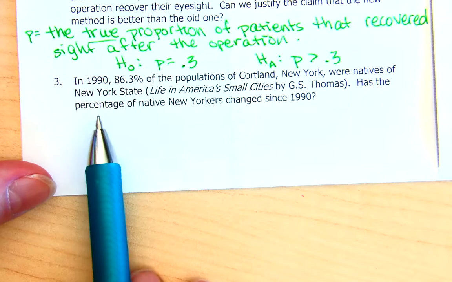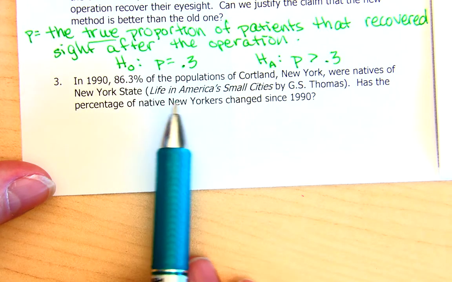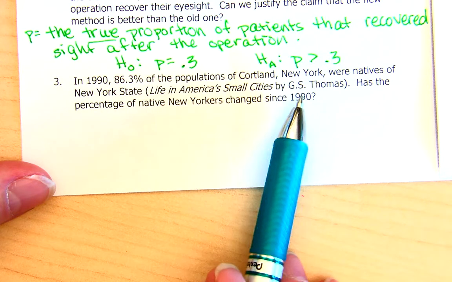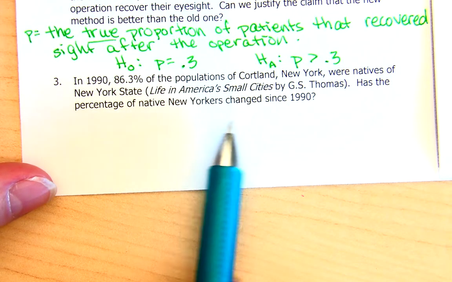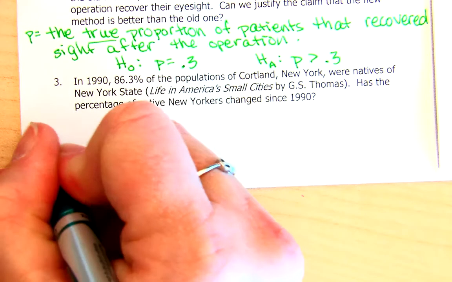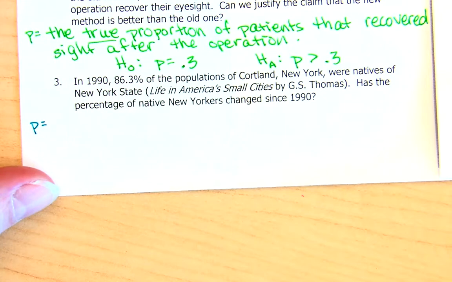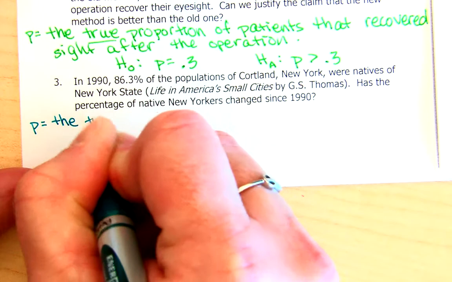Okay, number 3. In 1990, 86.3% of the population of Cortland, New York, were natives of New York State. Has the percentage of native New Yorkers changed since 1990? So, are we dealing with means or proportions? I'm going to go proportions. Yes, as they said, percentage, proportions. Good. So what am I going to use to define this? True proportion.